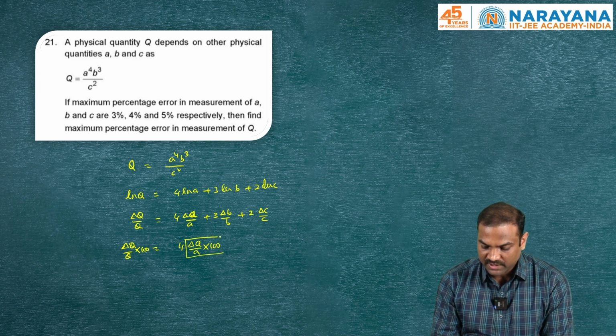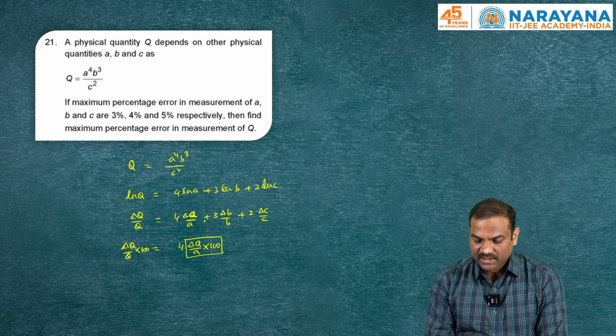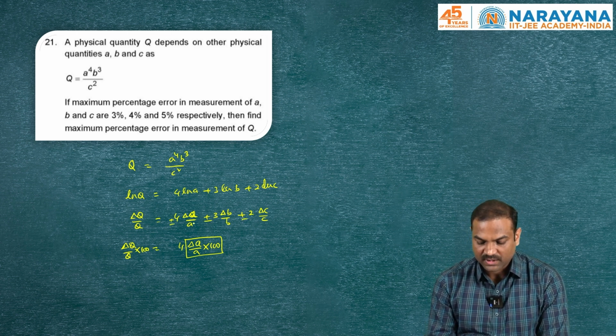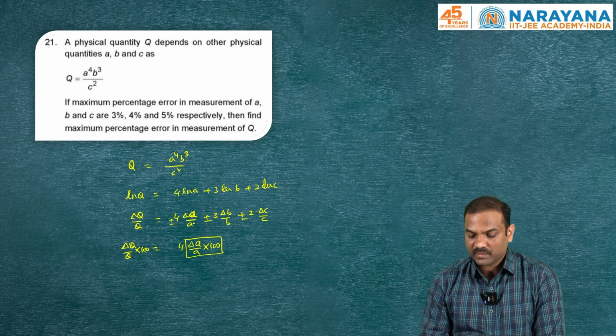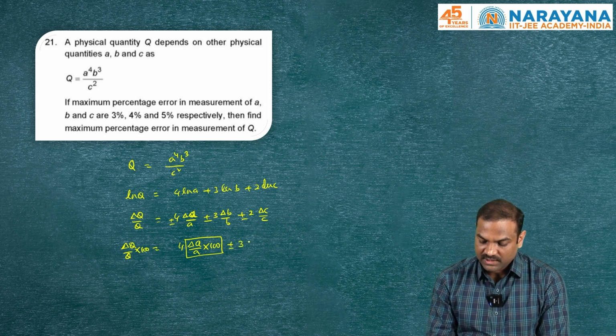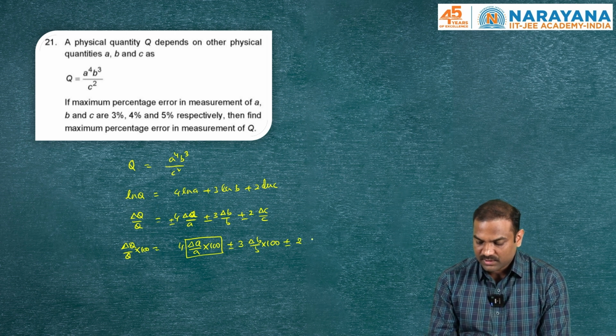This is going to be the error in a. To maximize the error we use all positives, we add them up. Then plus or minus 3 times delta b by b into 100, plus or minus 2 times delta c by c into 100. So these values are given as percentage errors.